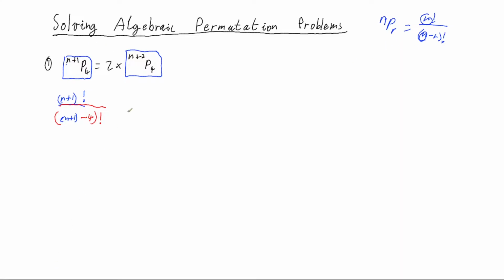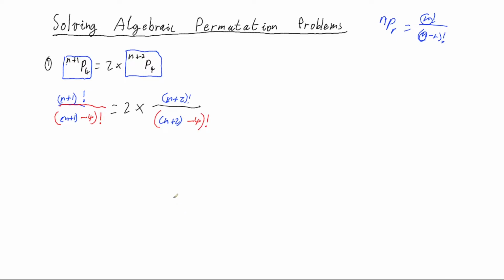So I just replace wherever n is with whatever I've got in place of n in the formula. Let's do this to the second side. I've got 2 times whatever this is. On top, we've got n factorial, but n at this point is n plus 2, so I'm going to have n plus 2 factorial. On the bottom, we're going to have a big factorial. My r is 4, so I'm going to have minus 4, and where n was, I'm going to have n plus 2. So I've got n plus 2 minus 4.